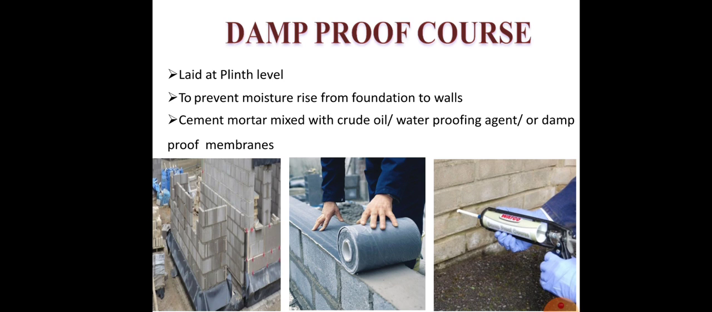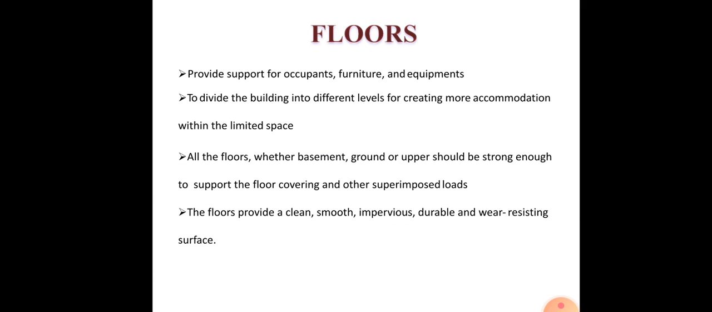Now coming to the damp proof course. Usually a damp proof course is provided to prevent the entry of moisture from the foundation to the walls. Usually it is laid at the plinth level. We give it at various places, sometimes on the roof, etc. It is also called a DPC. Damp proof courses are provided at the plinth level to prevent the moisture entry from the foundation to the walls. And usually the DPC comprises cement mortar mixed with crude oil or any waterproofing agent, or damp proof membranes.